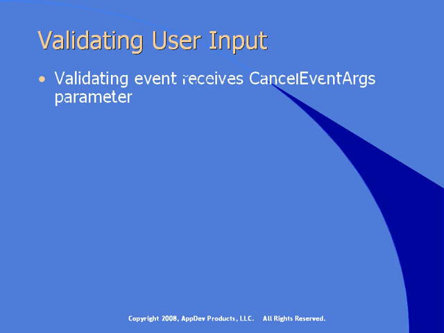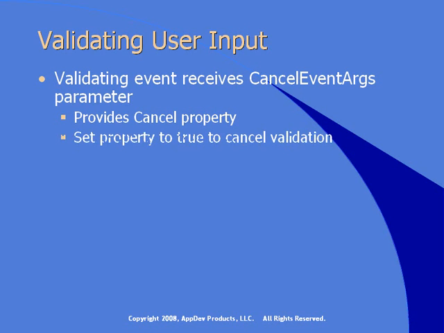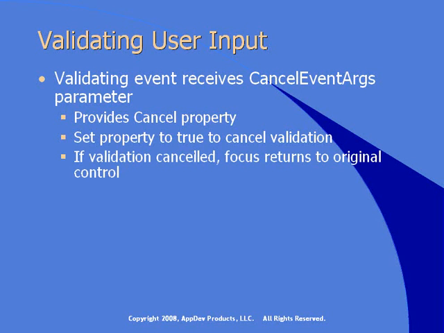The validating event receives a cancel event args parameter, and this provides a cancel property. You can set the property to true to cancel the validation of this value. If the validation is canceled, focus returns to the original control.